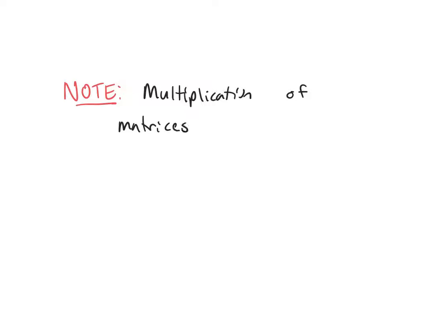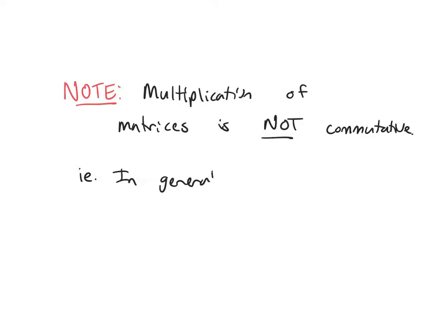So since we're talking about matrix multiplication, I want to mention this fact that we should keep in mind and remember. Multiplication of matrices is not commutative. So what does this mean? It means, in general, if I multiply A times B and B times A, I don't get back the same thing necessarily.